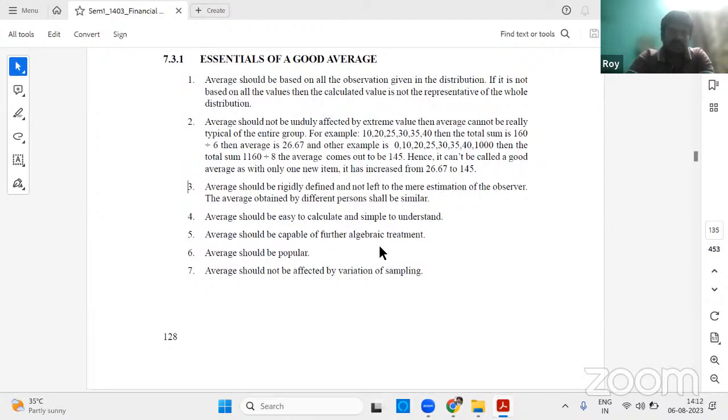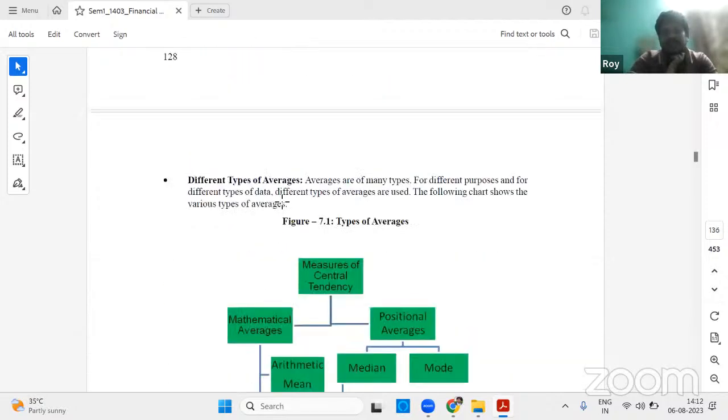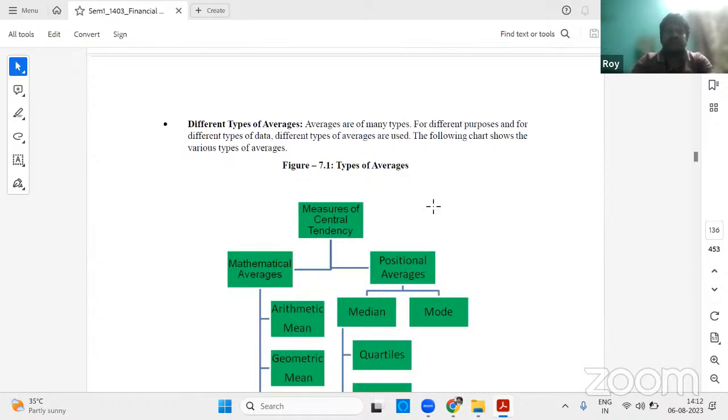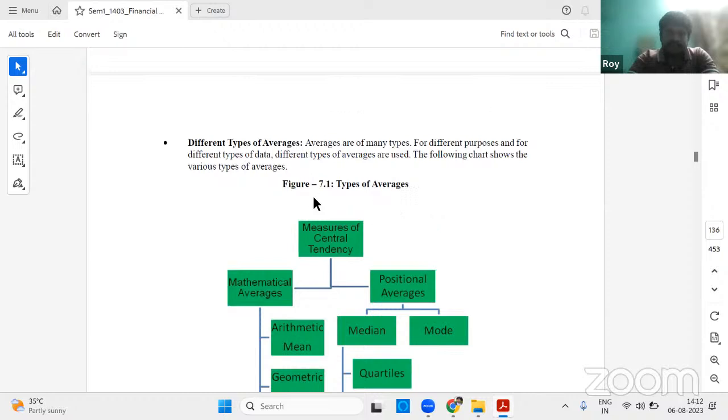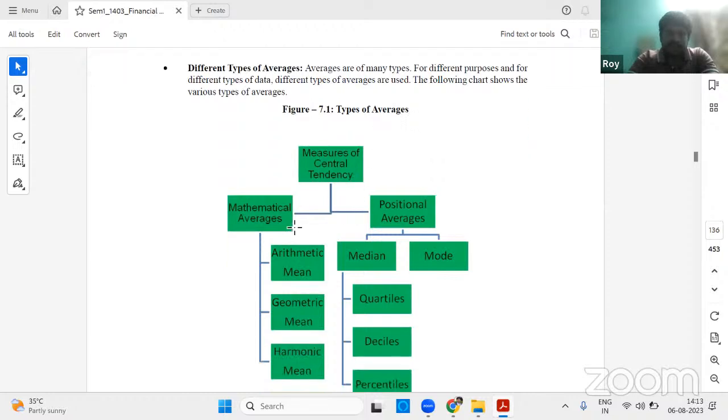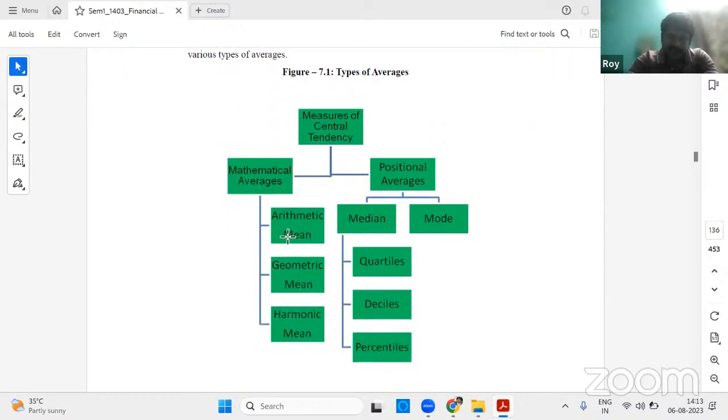Okay, next one. Average should be easy to calculate, simple to understand. Average should be capable of further algebraic treatment, etc. That we can understand. Now, types of averages. This is very important. One is measures of central tendency: mathematical averages, arithmetic mean, geometric mean, harmonic mean; positional averages, median and mode, quartiles, deciles, and percentiles. Okay, in the median, we will try to get these quartiles, deciles, and percentiles.